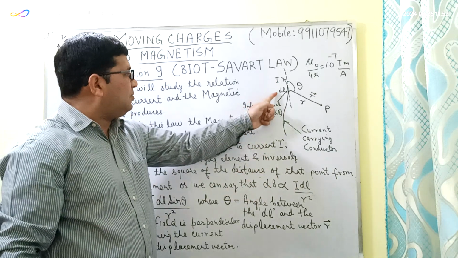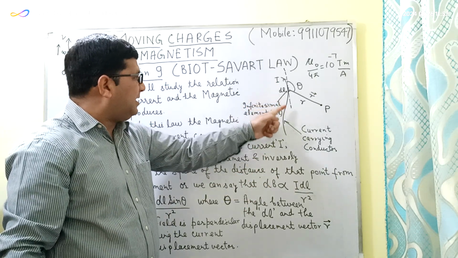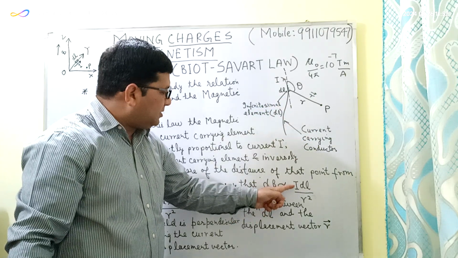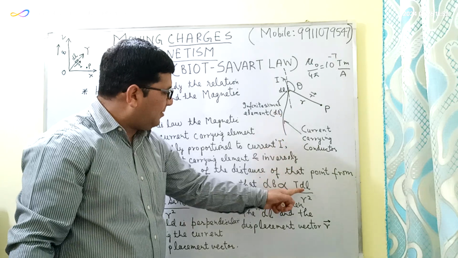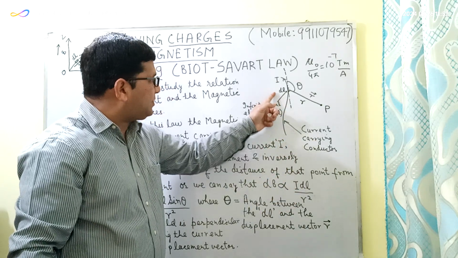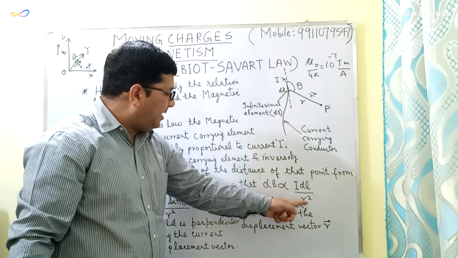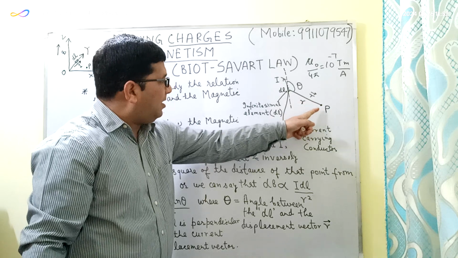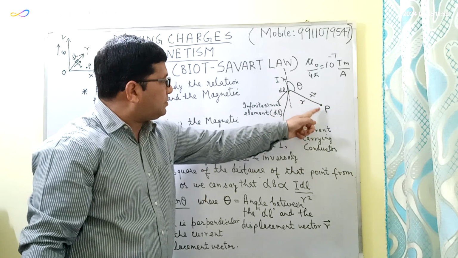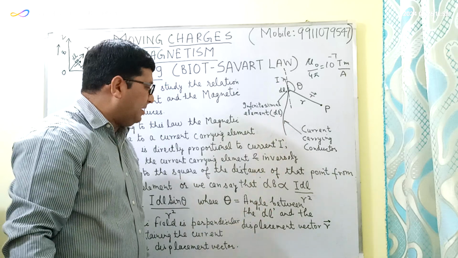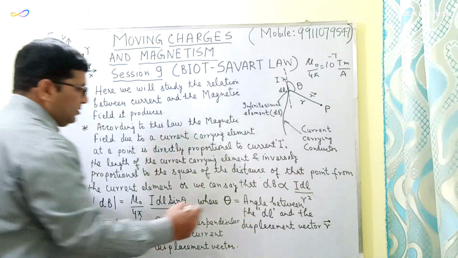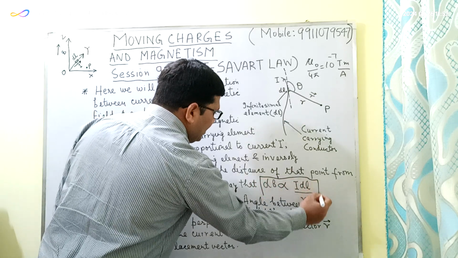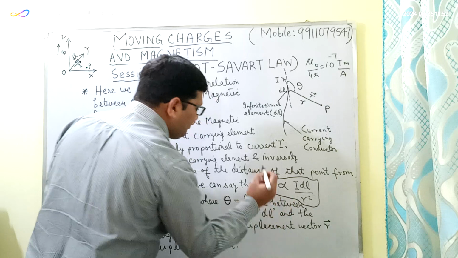So the magnetic field due to this very small current carrying element dl at this point P will be proportional to the current flowing through this conductor, and to dl, the length of this current carrying element, and it will be inversely proportional to the square of the distance between this point P and this current carrying element. So this is the relation which we have got on the basis of the definition written above.